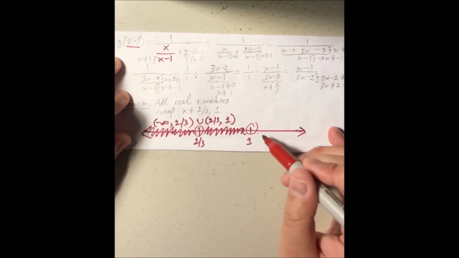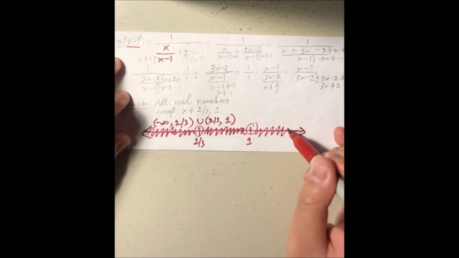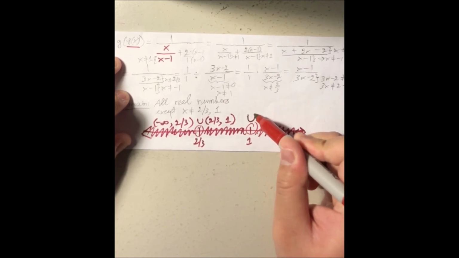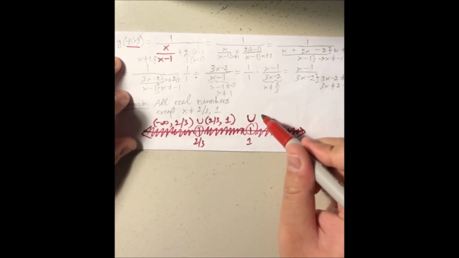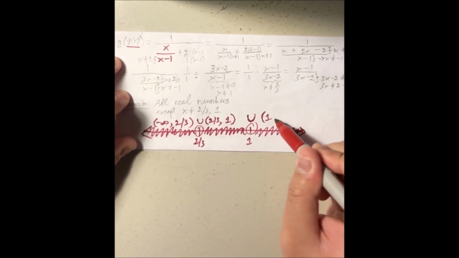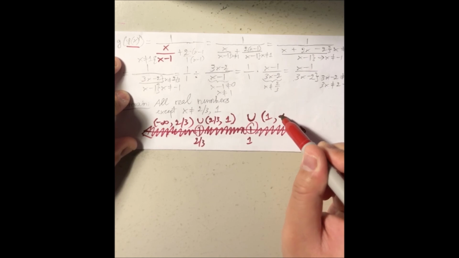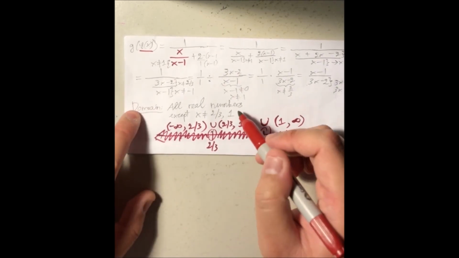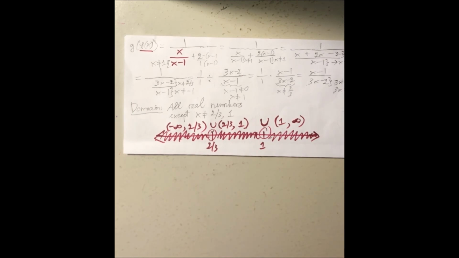Going to the next part, from here all the way to positive infinity. We are going to put the union inside. I'm going to put it here so that it's easier to see. Moving from 1 to positive infinity. So yeah, this is the interval notation of the domain of this composition of functions.